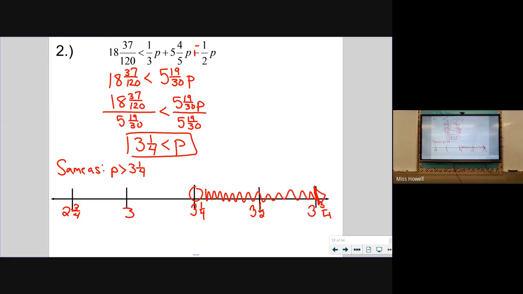All right, number 2. Combine our like terms, and then this becomes a one-step problem where we need to divide both sides by 5 and 19/30. We get 3 1/4 is less than p. Remember, that's the same as saying p is greater than 3 1/4. So we should have an open circle, and we should be shading to the right.